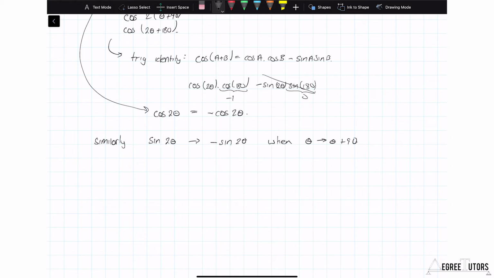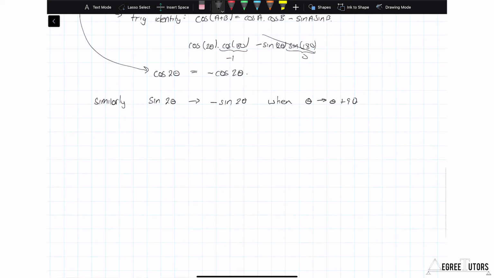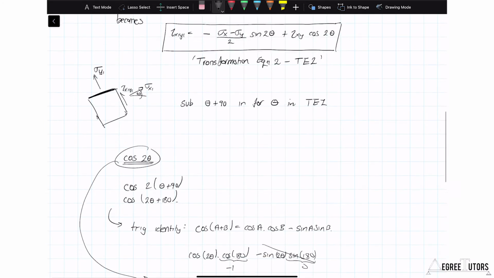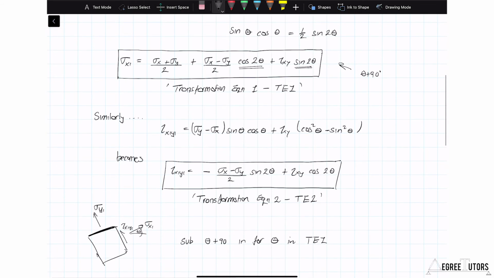All right then, so what does all that mean? All that simply means is that in our transformation equation 1, we can replace the cosine of 2 theta with minus the cosine of 2 theta, and we can replace the sine of 2 theta with minus the sine of 2 theta.